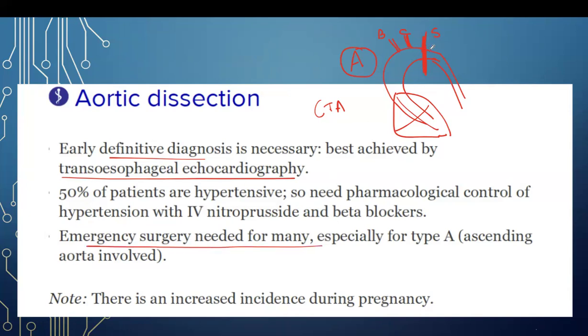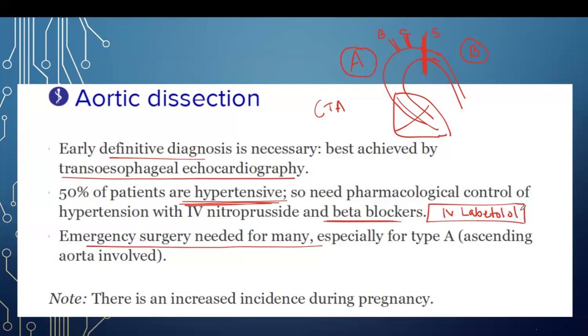And if there is a dissection distal to the left subclavian artery, that is known as type B dissection. Type B is not as severe as type A. And for this group of patients, the first treatment is to reduce their blood pressure because almost half of them will have very high blood pressure. How to do the blood pressure control in this patient? Your first line is beta blocker. So ideally, IV labetalol is the treatment of choice.